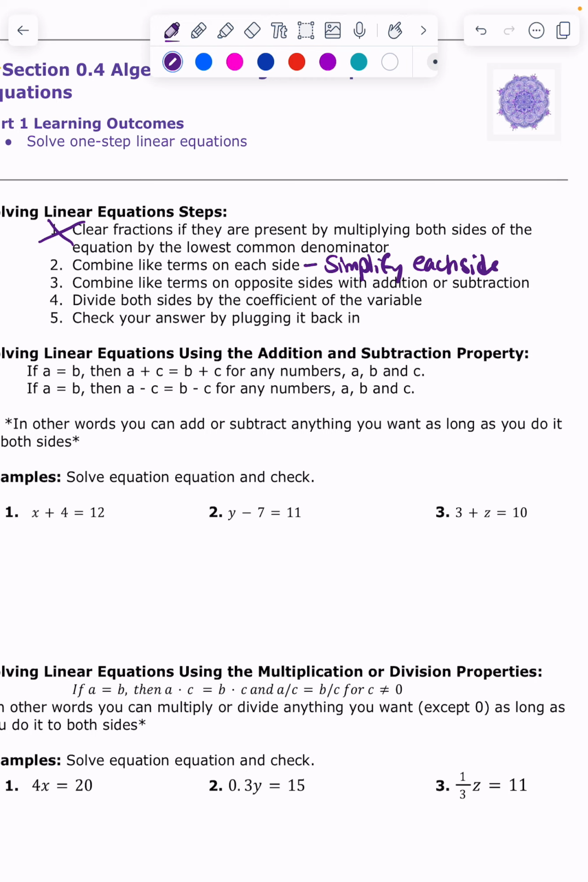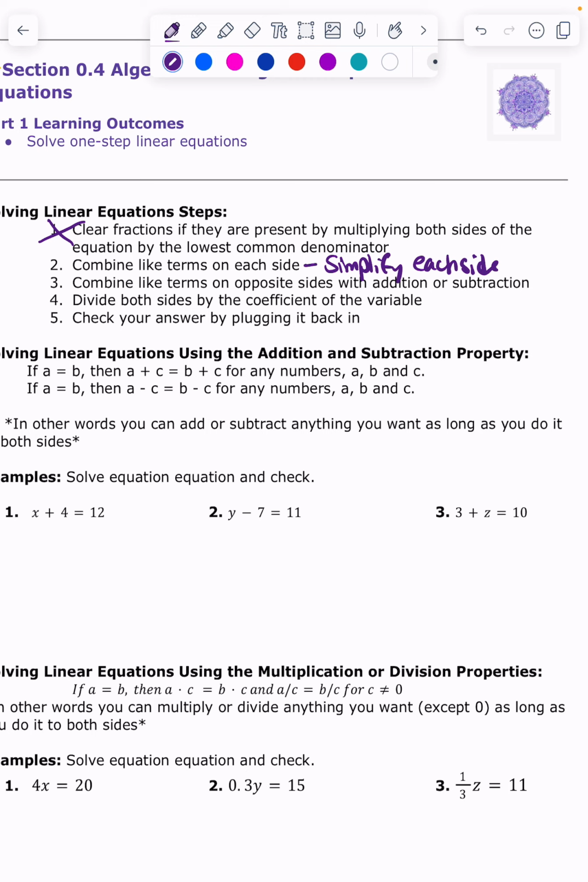But sometimes you have a variable on one side, a number, and another variable on the other side. So you want to put all your variables together. So that's what step 3 is talking about. And then division is usually your last step. So don't try to divide until the end. There might be some exceptions to that, but I would just keep it in mind. No division until the end. And then, of course, you can check your answer by plugging it back in.